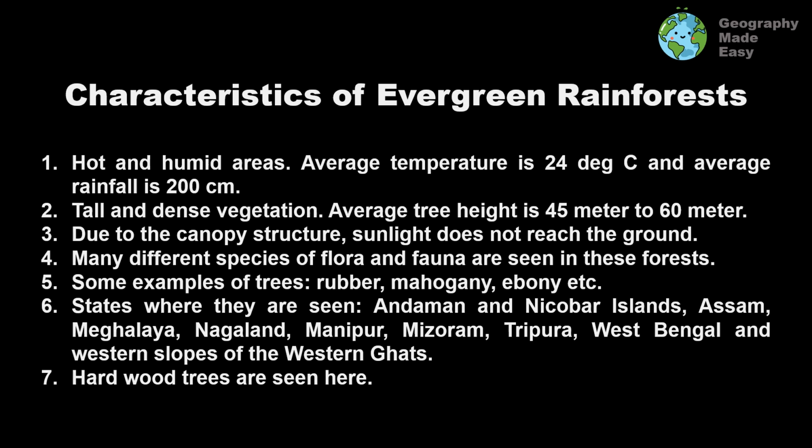So there is canopy structure. That means different trees have different heights. We have tall trees, we have shorter trees. They occur in the form of layers. It is a canopy structure, and this does not enable sunlight to reach the forest floor. Sunlight is prevented from reaching the floor, so we don't see dense undergrowth at the bottom.